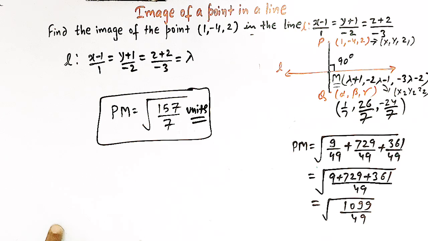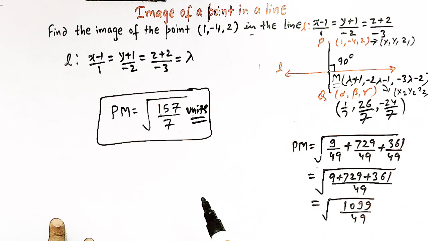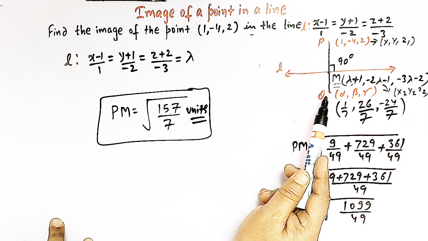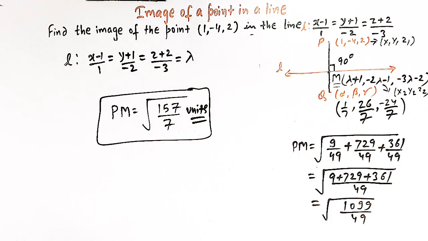So viewers, this is how by the concept of direction ratios and using the condition for the perpendicularity of two lines, we can find out the coordinates of the image of a given point with respect to a given line.